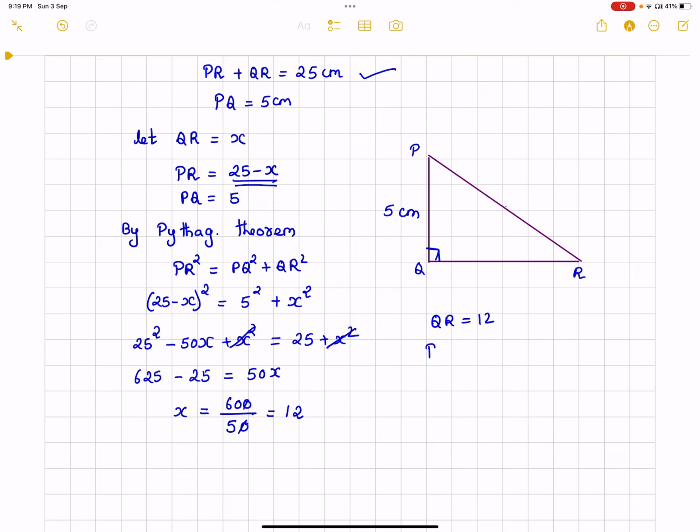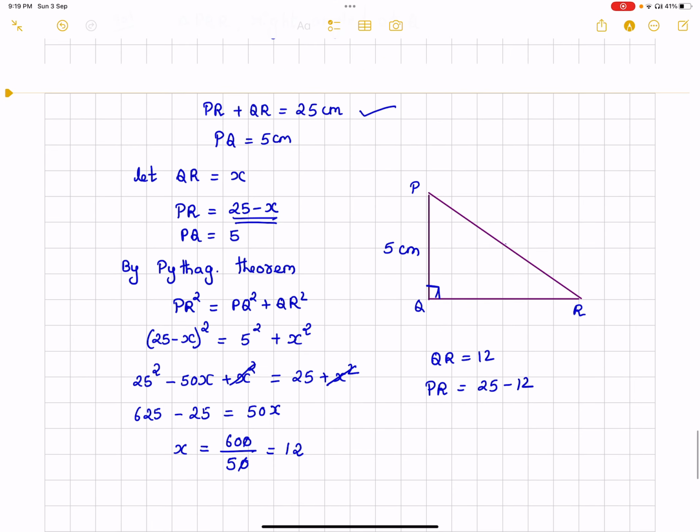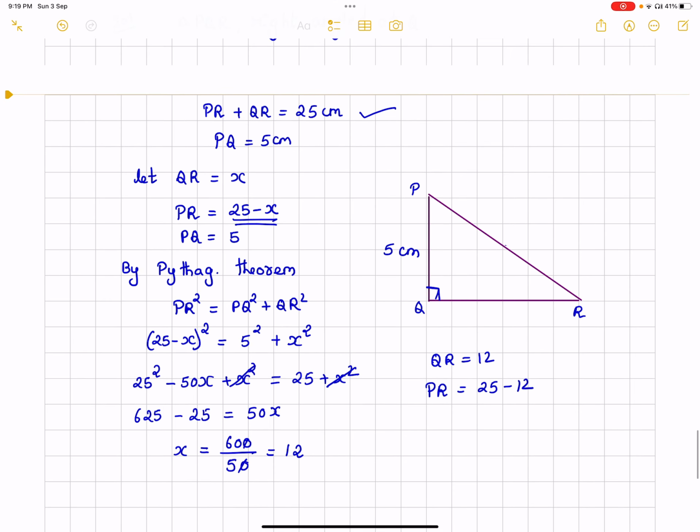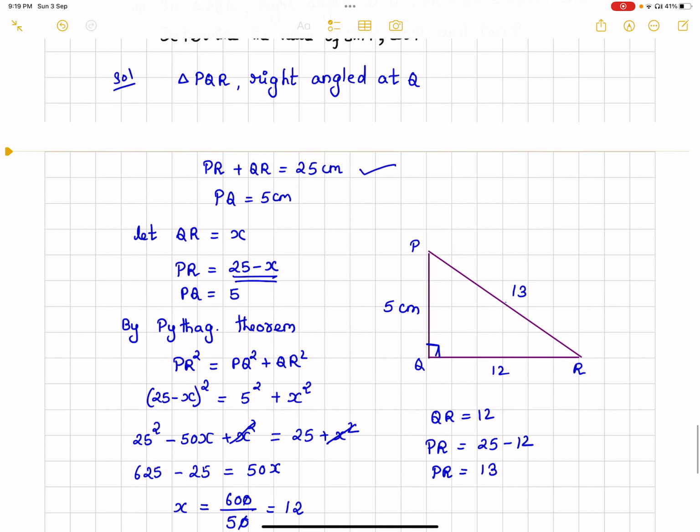Then what about my PR? PR is nothing but 25 minus 12, because it was given that PR plus QR is equal to 25. So PR is equal to 25 minus 12, which is 13. So here 13, here 12. We have found out whatever we need.